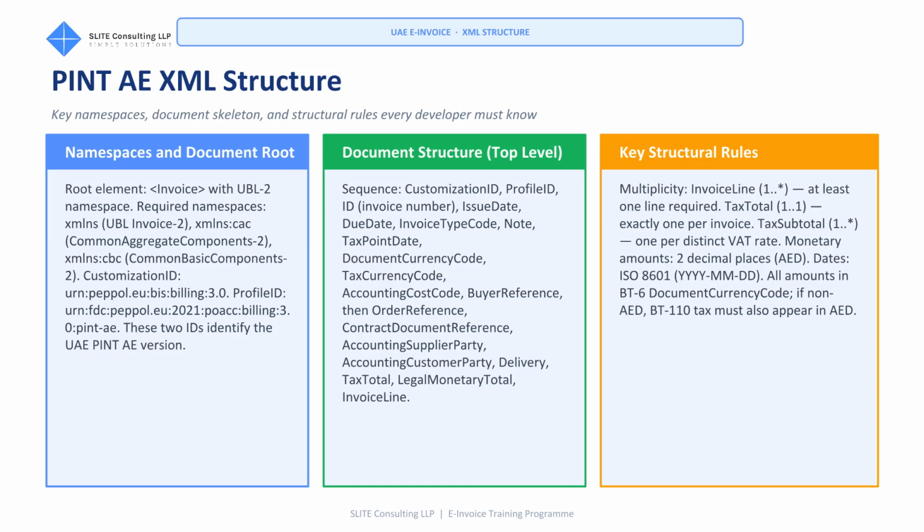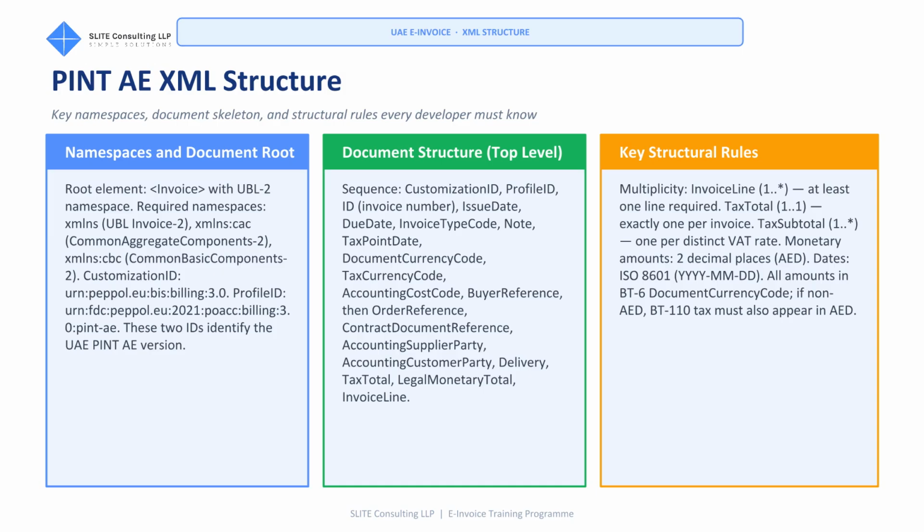The top-level sequence is fixed, customization ID, profile ID, ID, issue date, due date, invoice type code, then parties, delivery, totals, lines. Order matters. UBL is positional. Key multiplicity rules. At least 1 invoice line, exactly 1 tax total, 1 tax subtotal per distinct VAT rate. Amounts to 2 decimal places in AED, dates in ISO 8601. If you send in a non-AED currency, the tax total must still be expressed in AED. Schematron will catch violations. Run pre-validation in CI before you ever hit the ASP.